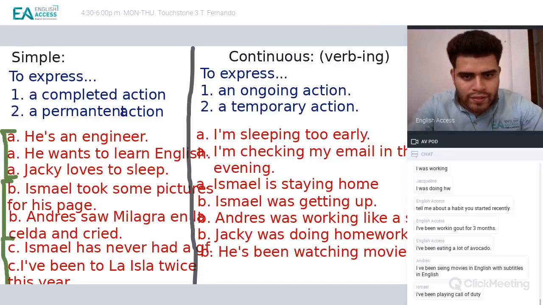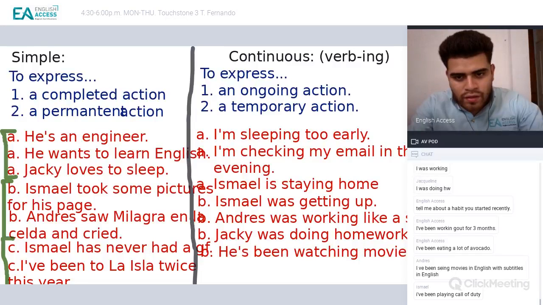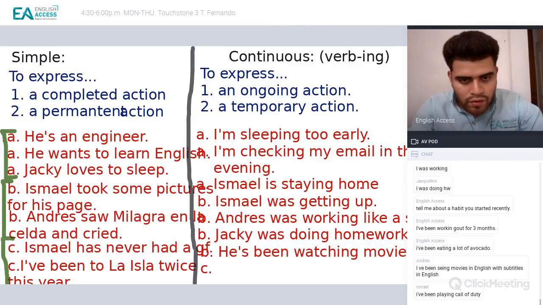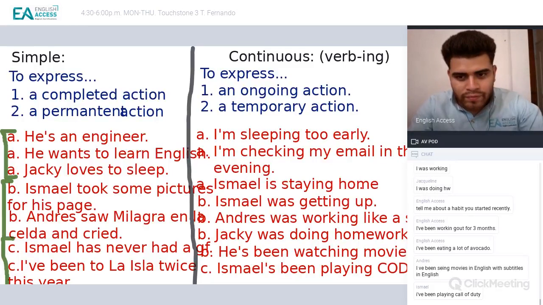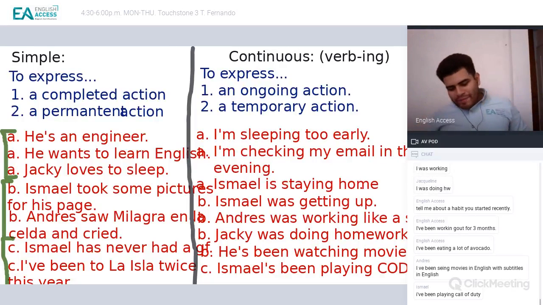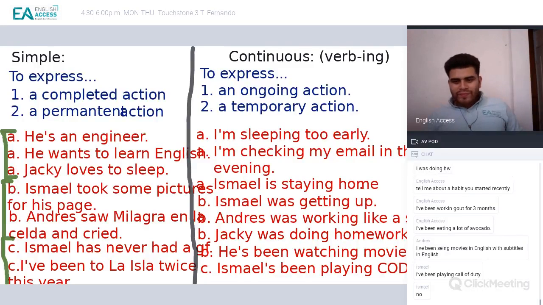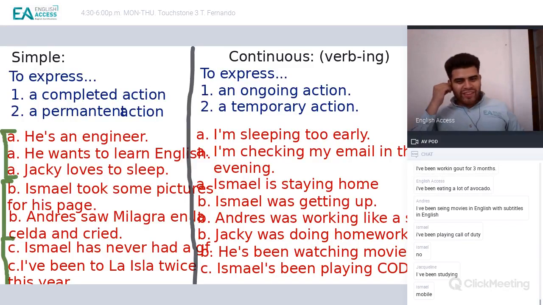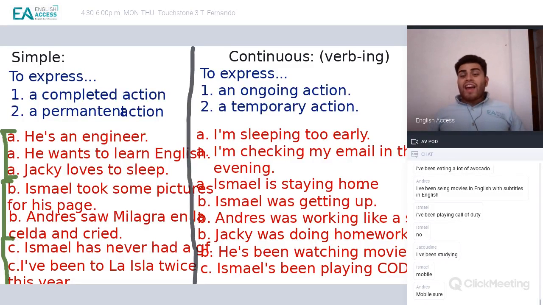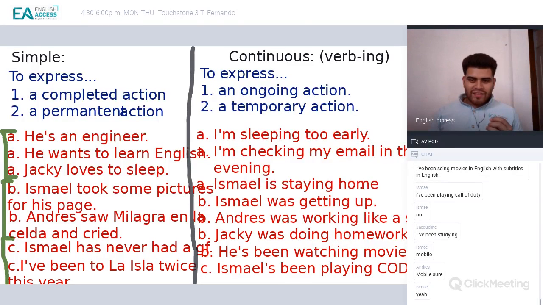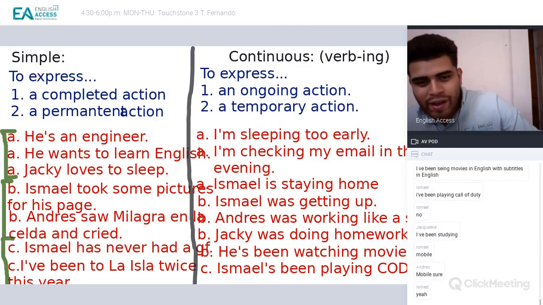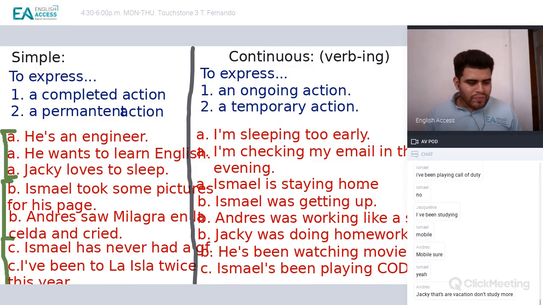He's been watching movies. Ismael's been playing Call of Duty. Which Call of Duty? Black Ops 3? Black Ops 4? Jackie, the good girl. I've been studying. Hey, the Call of Duty mobile is nice. Really? I have to check it out. I love Call of Duty. I don't have a console. But I used to in the United States. I used to play Call of Duty all the time.